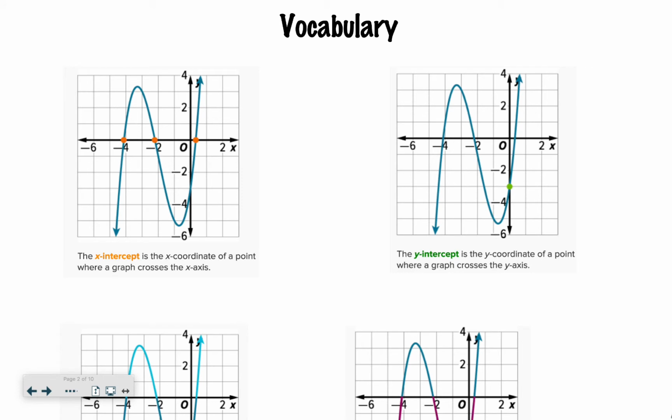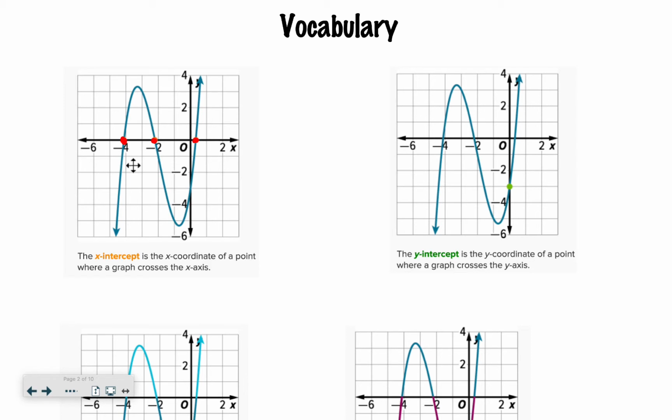First of all, what is an intercept? An intercept is the point where a graph crosses the x-axis or the y-axis. So they're known as the x-intercept if it crosses the x-axis, and the y-intercept if it crosses the y-axis. If we look at this very first example here, with the orange, the x-intercept is the x-coordinate of a point where the graph crosses the x-axis. So if you look at this really curvy graph, you can see that we have 3 different x-intercepts.